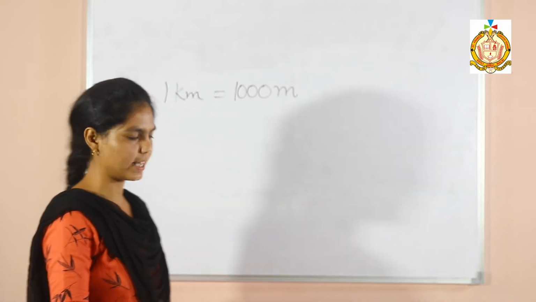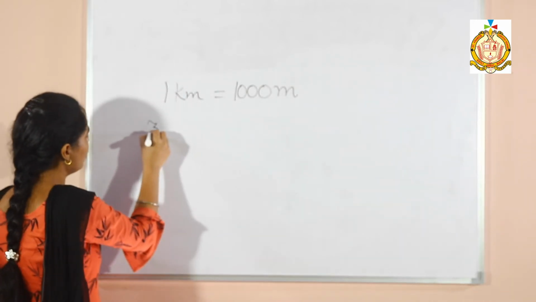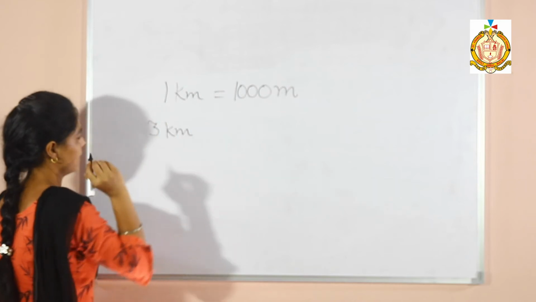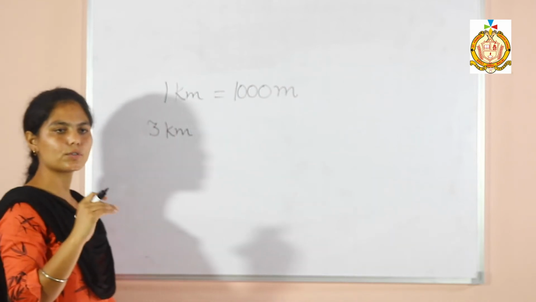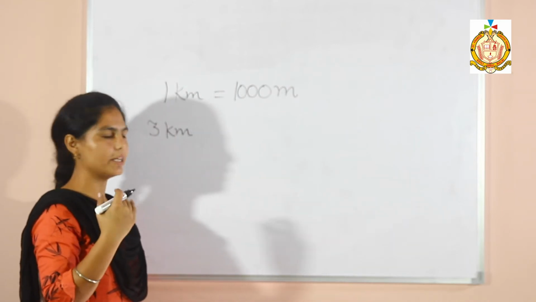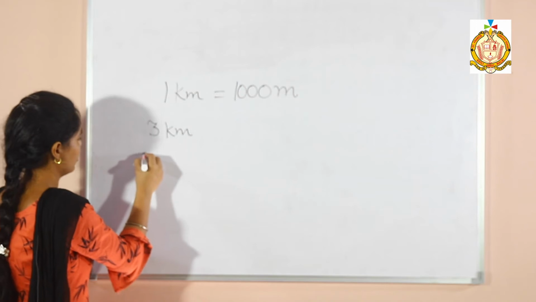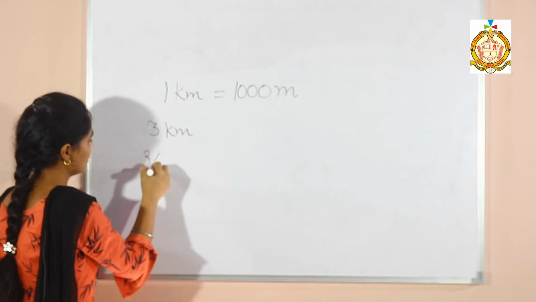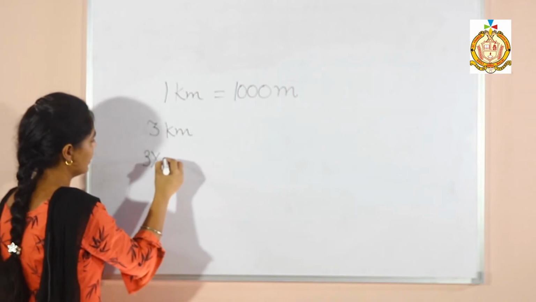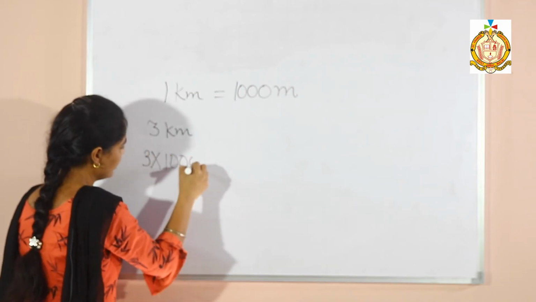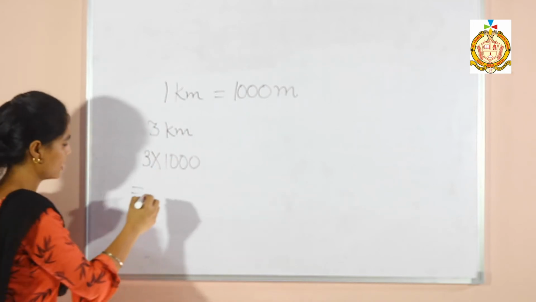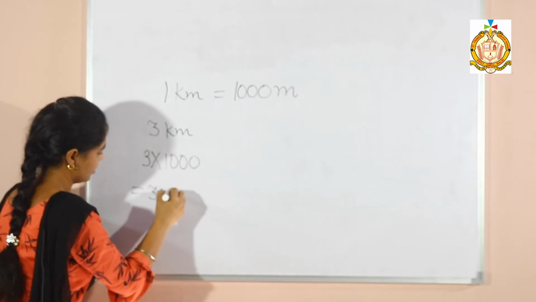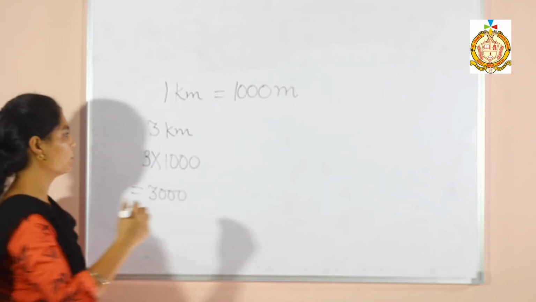In our next exercise, we have to convert kilometers into meters. In the same way you convert meters into centimeters, now convert kilometers into meters. To convert kilometers into meters, multiply the number of kilometers by 1000. It becomes 3000.